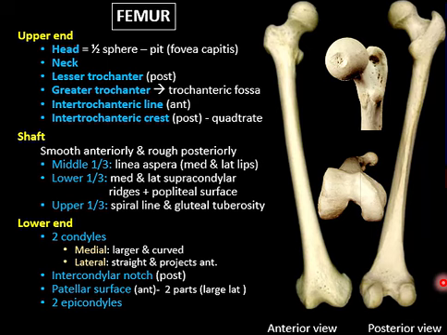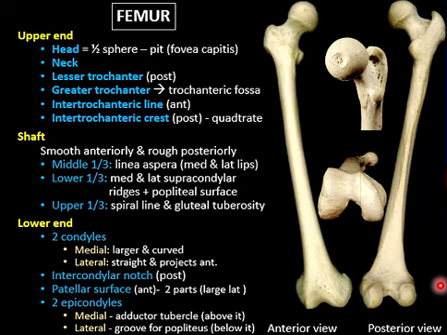Above each condyle, laterally and medially, we have the two epicondyles. The medial epicondyle has a feature above it, which is the adductor tubercle. And the lateral epicondyle has a feature below it, which is a groove for the popliteus muscle.